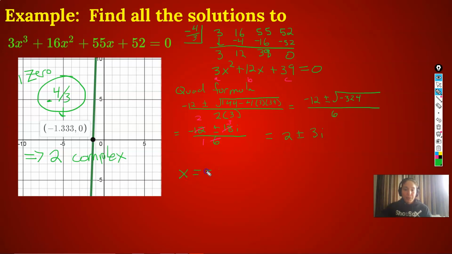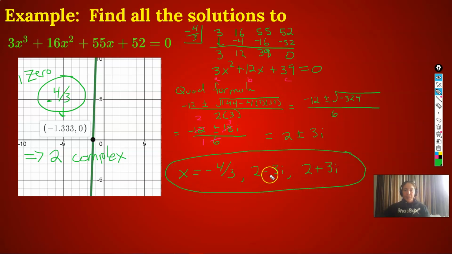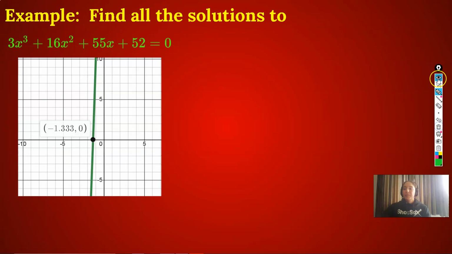So we know our first solution was negative 4/3. We got that from the graph. Then negative 2 minus 3i, and its conjugate, negative 2 plus 3i. Boom, there we go. Employing all of our strategies: employing synthetic division, employing the quadratic formula, employing graphing, employing how we know the nature of our zeros. So it all kind of came together in this particular problem. So let's do another one, and this will be the last one.